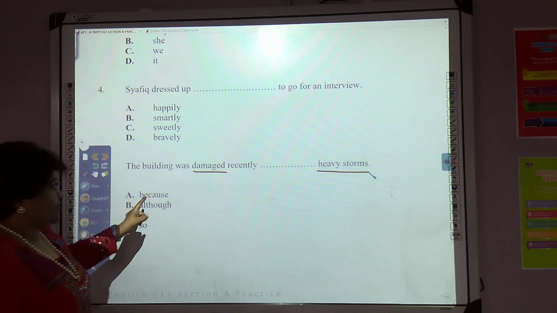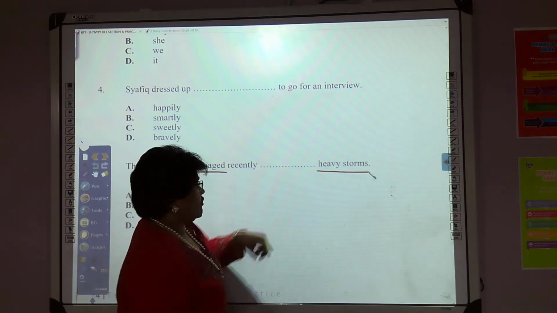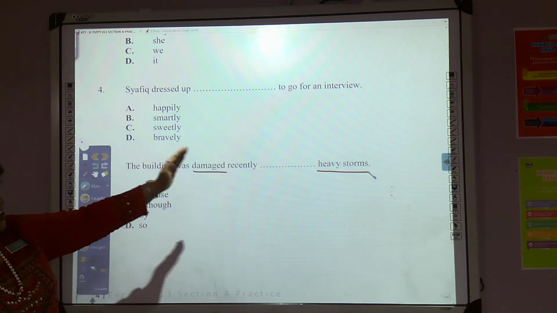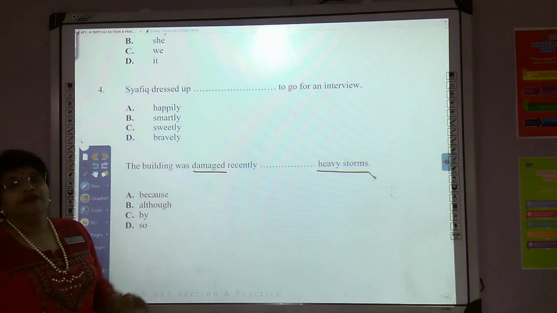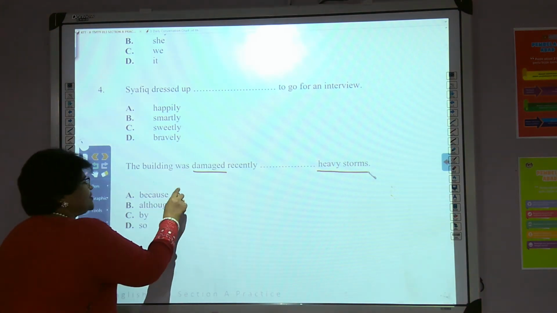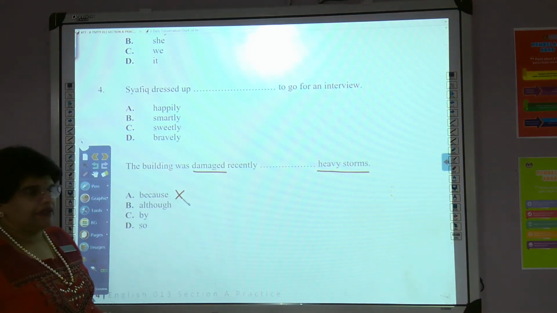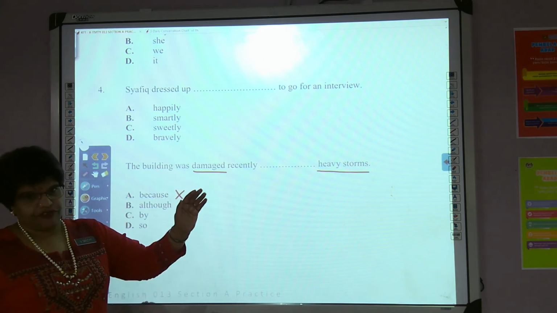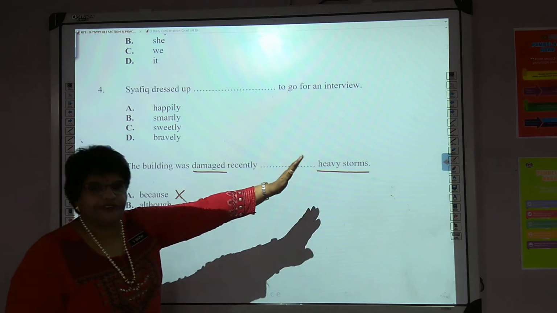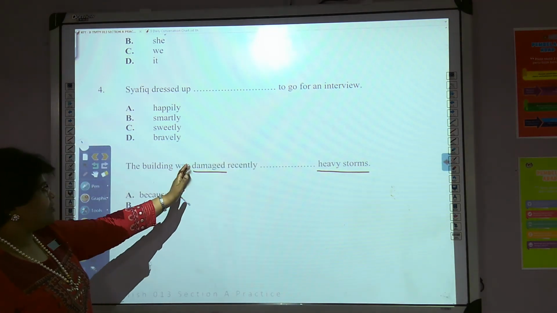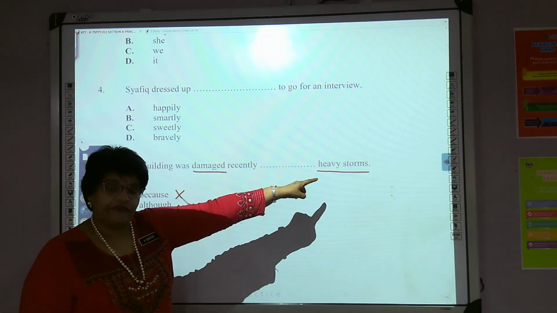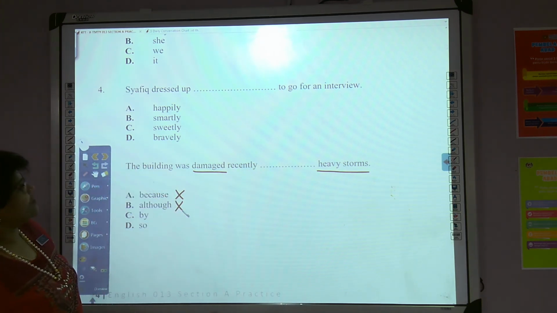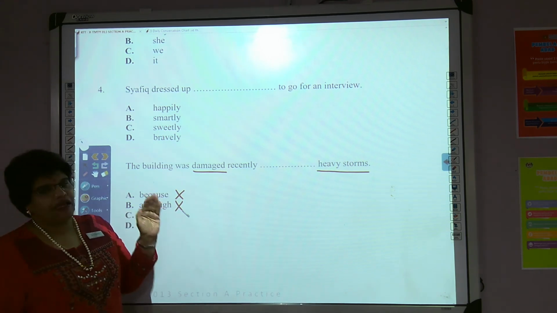You cannot use because. You must have an clause here. Then only you can use because. If you put the building was damaged recently because heavy storm, it's an incomplete sentence. So it is wrong. The building was damaged recently although heavy storms. Although, you must have opposite reasons. Here damage and heavy storm are not opposite. So wrong.